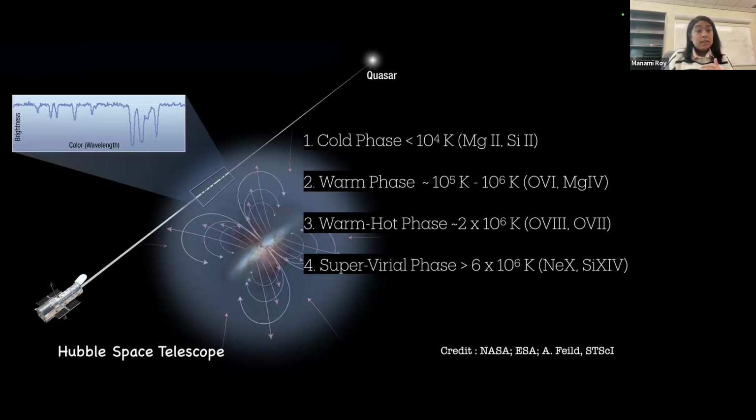Then there is a fourth category, which is even hotter than the virial temperature of a galaxy, greater than 6 times 10^6 K for the Milky Way. For the Milky Way, it has been detected recently by neon 10 and silicon 14, which are very high ionization potential ions. This is gas even hotter than the virial temperature of the galaxy, and it is called the supervirial phase. So usually we categorize this multiphase CGM into these 4 different phases.